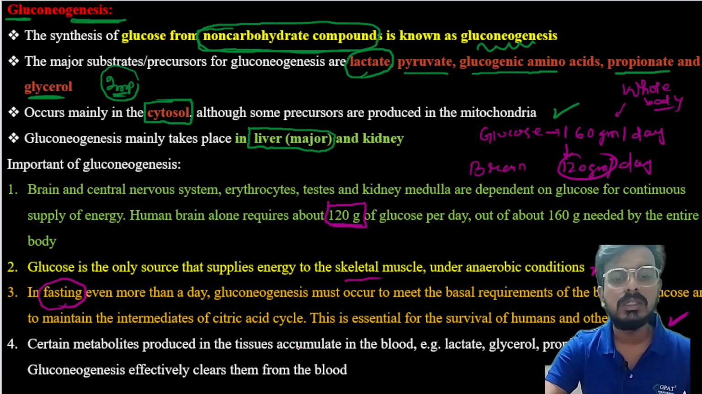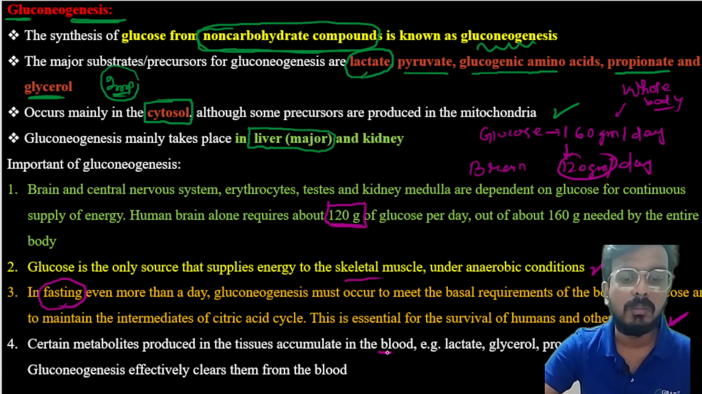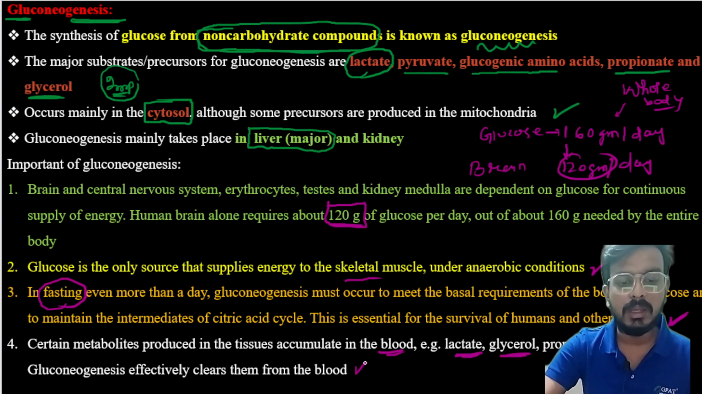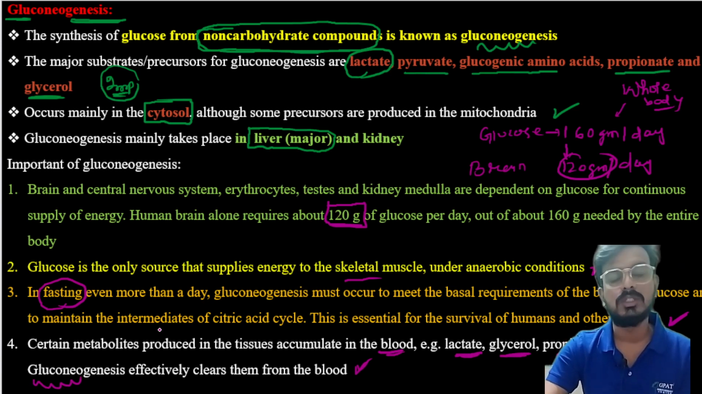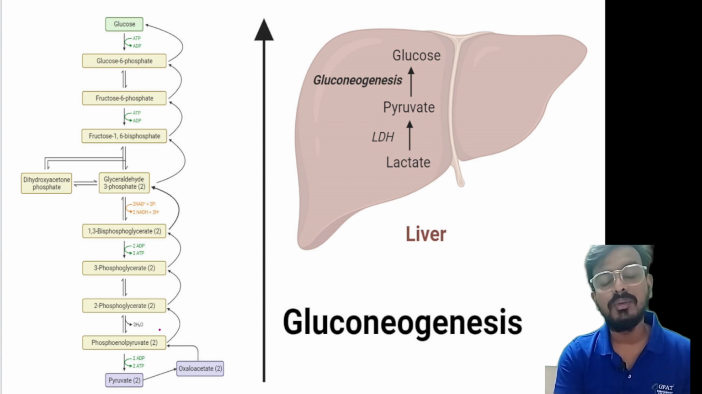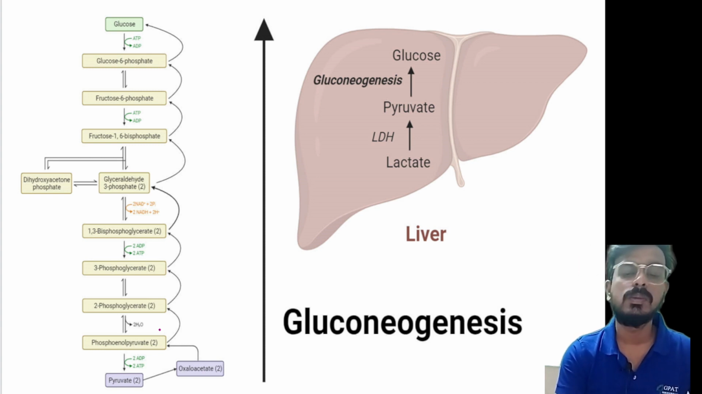Certain metabolic products in the tissue accumulate in the blood, for example lactate, glycerol, and propionate. These have to be removed, and they are cleared from the blood by the process called gluconeogenesis. By gluconeogenesis, these are cleared from the body. Next, how does the gluconeogenesis process take place?